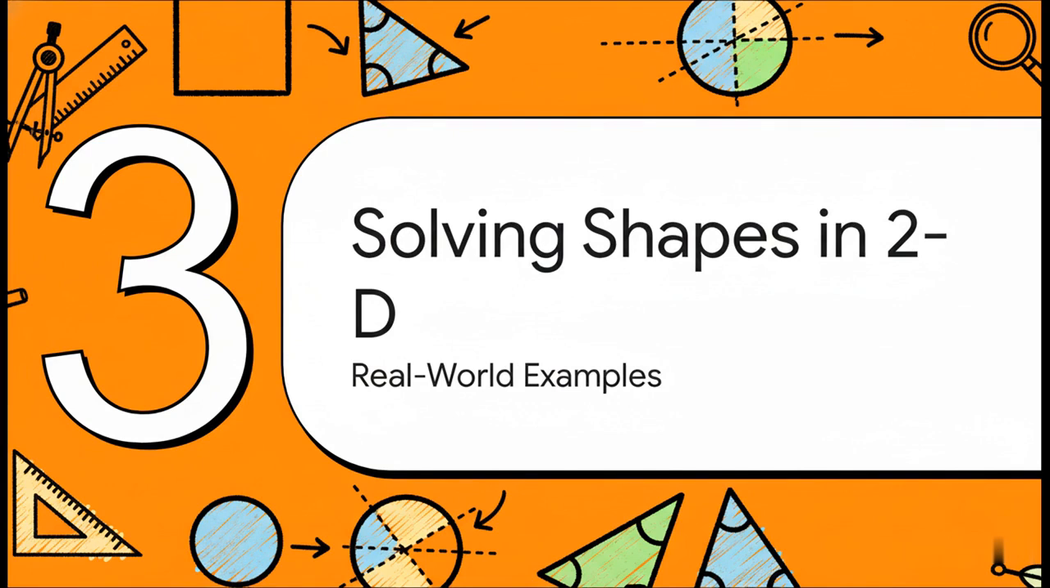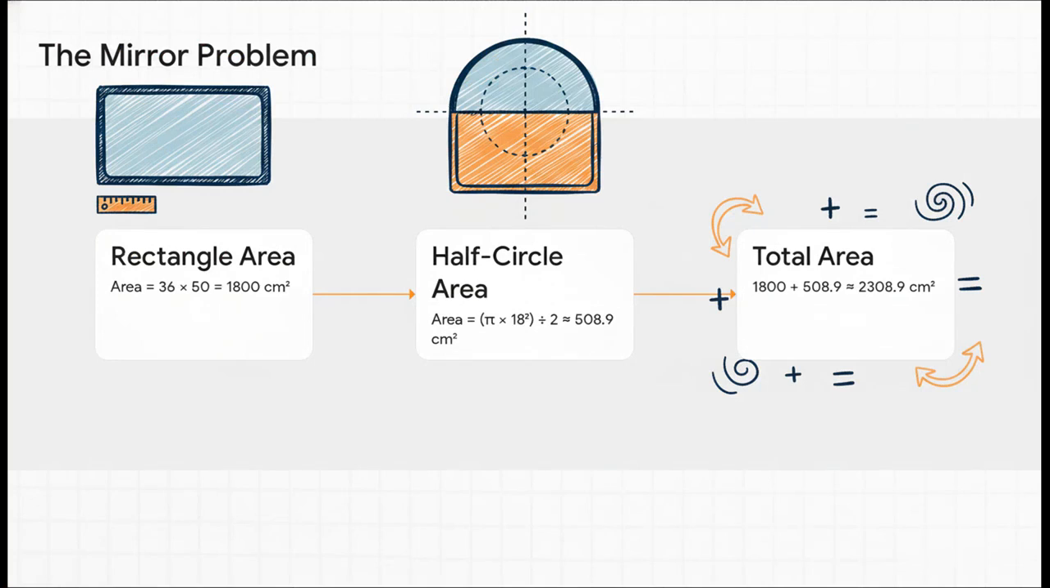Let's put our new secret to the test with some real-world 2D problems. This is where you're going to see just how powerful this simple idea can be. Okay, check out this mirror. It's really just a combination of a rectangle and a half circle. So we're going to use the add strategy.